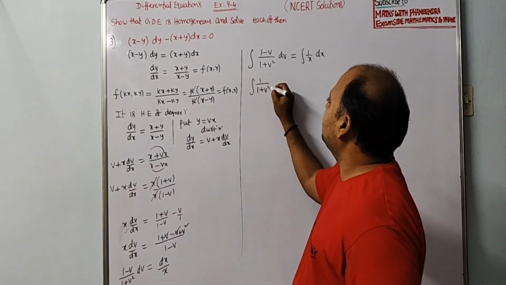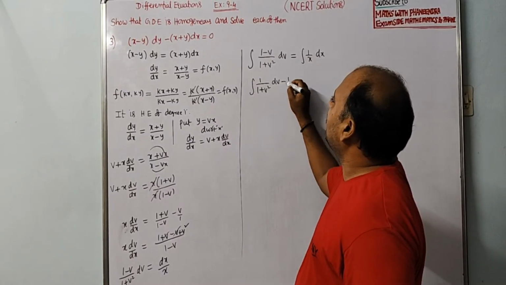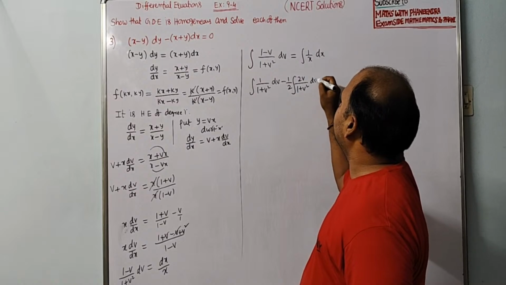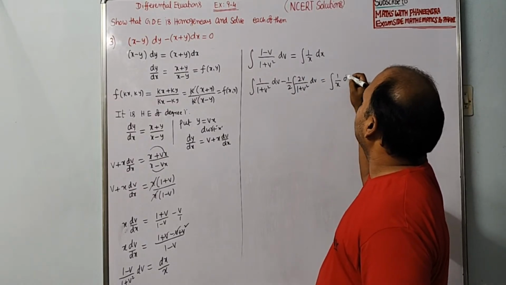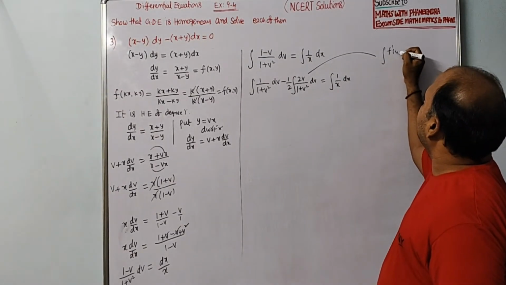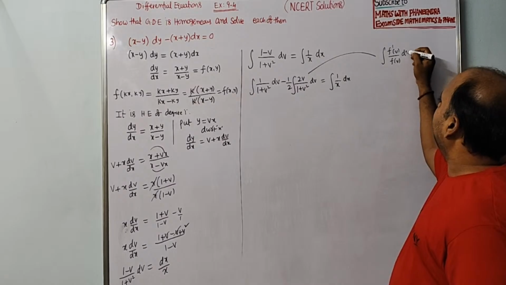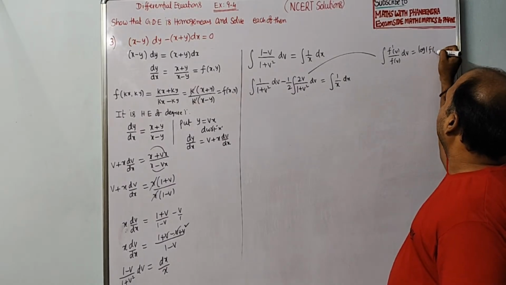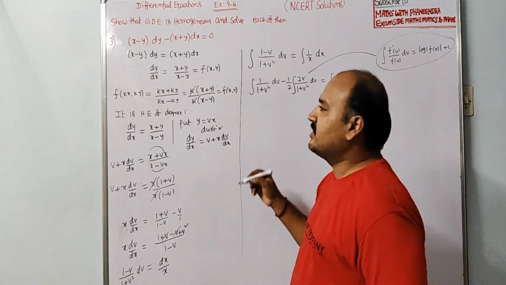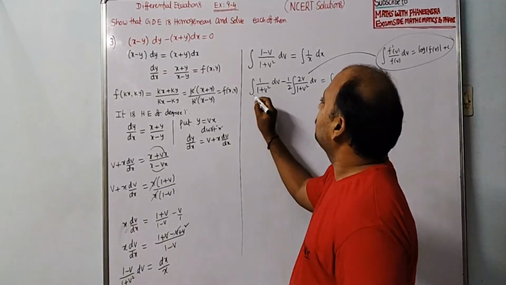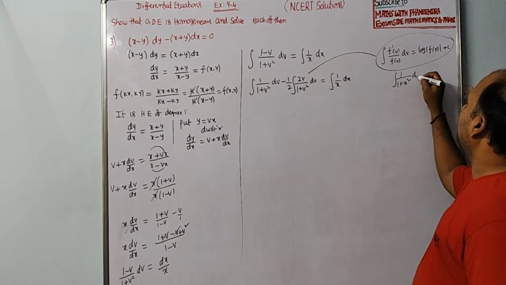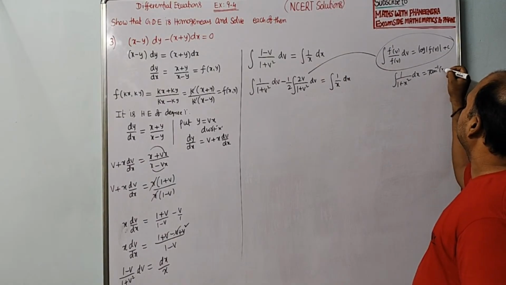Integral 1 by 1 plus v square into dv minus, here multiplying and dividing by 2 to get the f dash of x by f of x into dx formula, integral 1 by x into dx. I hope you understand here. Here we are going to apply integral f dash of v by f of v into dv equal to log mod f of v. It is understood now. We did a number of questions in the previous exercises of integration. So integral 1 by 1 plus x square dx equal to tan inverse x.